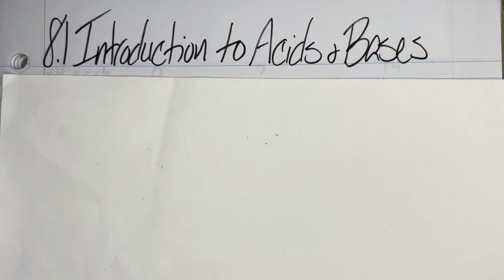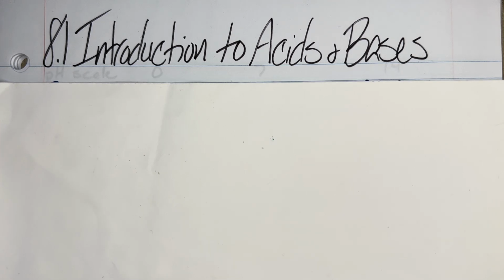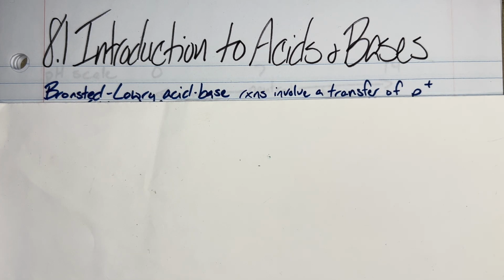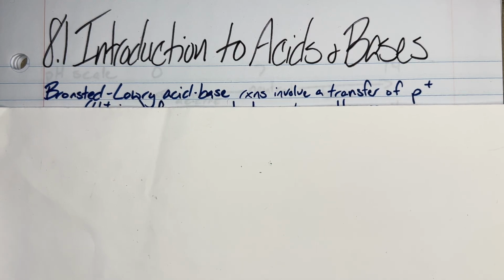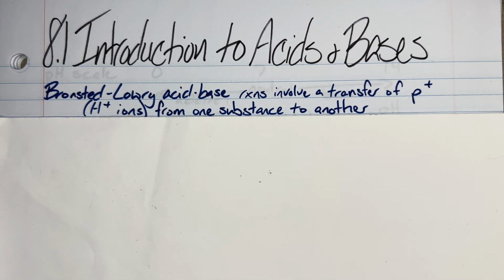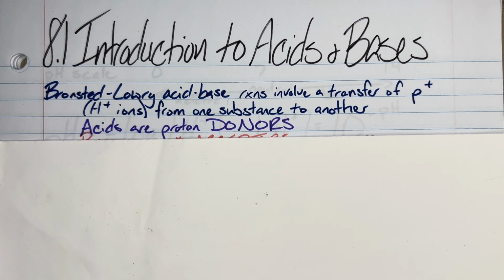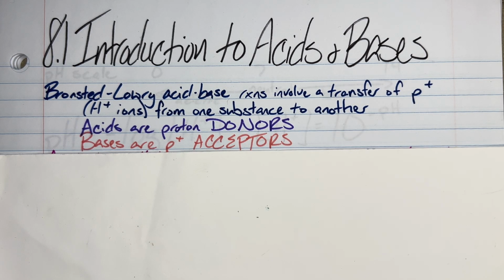AP Chemistry Unit 8.1: Introduction to Acids and Bases. Bronsted-Lowry acid-base reactions involve a transfer of a proton, otherwise known as hydrogen ions, from one substance to another. Acids are going to be my proton donors, and bases are going to be my proton acceptors.